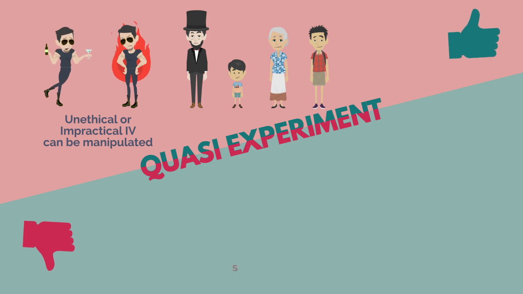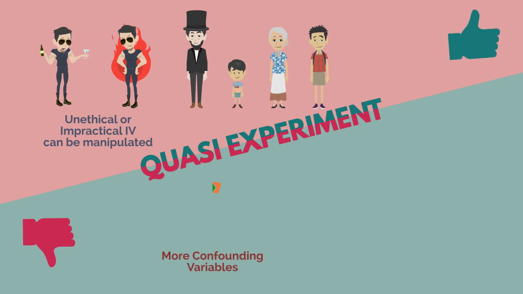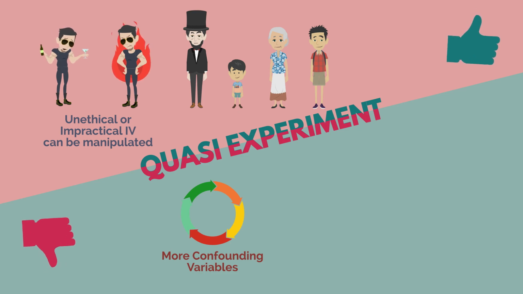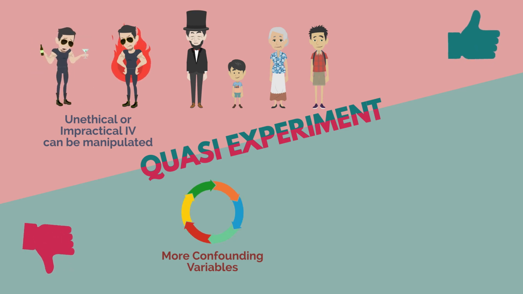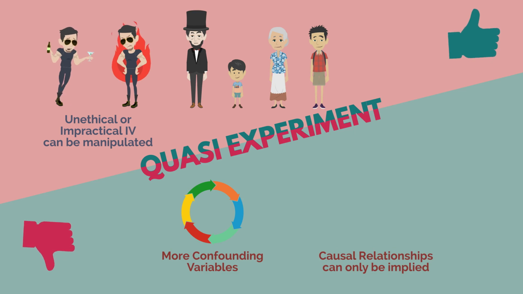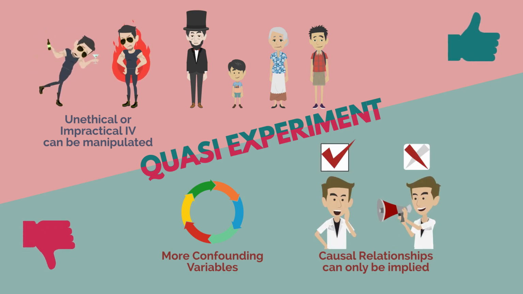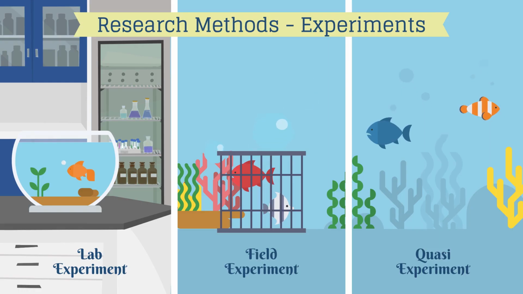On the other hand, since participants cannot be randomly allocated to experimental conditions, the groups may not be comparable because the pre-existing differences making up the IV may be accompanied by confounding variables. This also means that a quasi-experiment can only imply a causal relationship but cannot show direct causation. To recap, these are the three common types of experiments in psychological research.